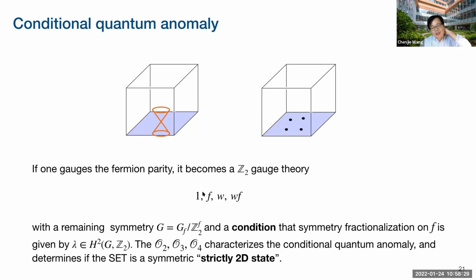In our case, we can state in a similar way that if you try to gauge the fermion parity, inserting the fermion parity defect but letting it move so that it becomes a dynamical particle, then it becomes a Z2 gauge theory, where you have 4 anyons: the trivial one, the fermion, and the fermion parity flux, which I denote as W here. But with a remaining symmetry, the quotient group G, and with the condition that symmetry fractionalization on F is determined by this lambda. So all these obstruction functions we were talking about can be stated as being associated with the quantum anomaly of this anyon system.